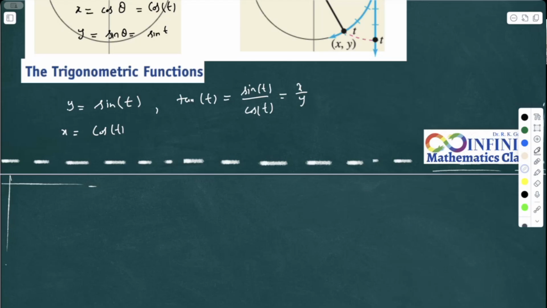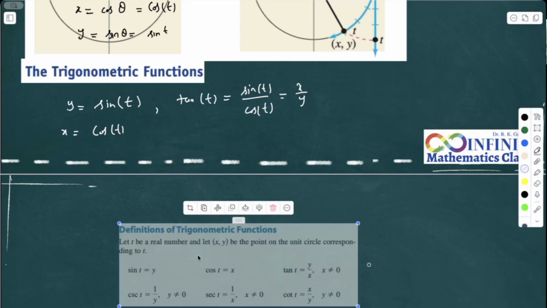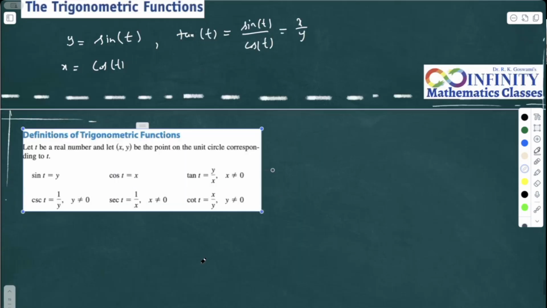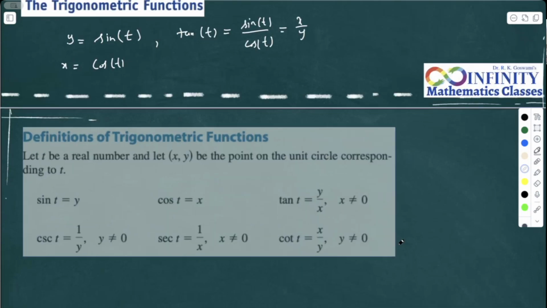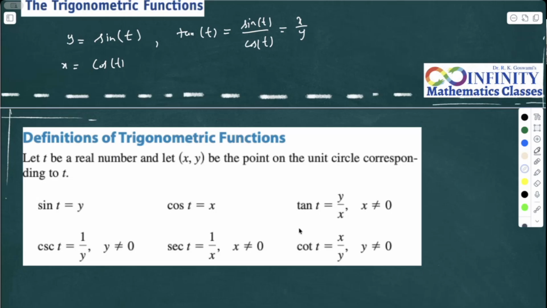Yes. So corresponding to any angle t, t is a real number basically, you will be having a point on the unit circle. Remember the statement: for any angle t, you will be having a point (x, y) on the unit circle. And what is going to be the relation? Sine t is going to be y, cos t is going to be x, tan t you already know.